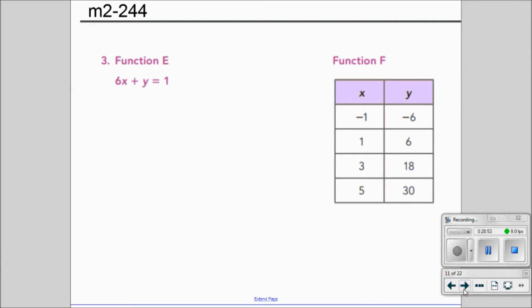Now if you look again on number 3, function E is not in slope-intercept form. We want this y all by itself, so we're going to have to do some moving. We're going to have to get rid of that 6x. Okay, then you'll come over here, find your patterns, find your differences for x's and y's, and compare that one, and then we'll come back and check our work here in just a few minutes.